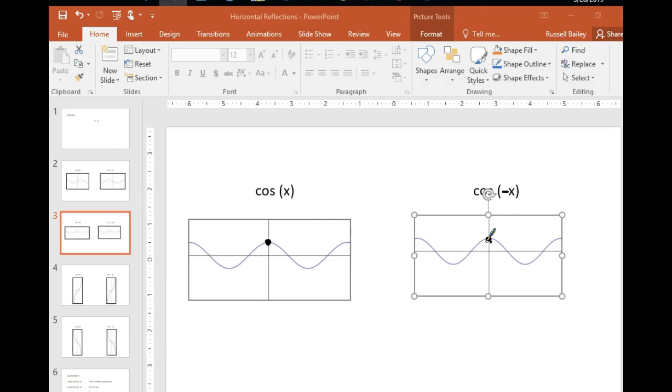Okay? So what we saw with sine is that a vertical reflection is the same as a horizontal. They both cause it to go down. But with cosine, a horizontal reflection is not the same as a vertical. A horizontal is actually just the same as the original function itself. Okay?